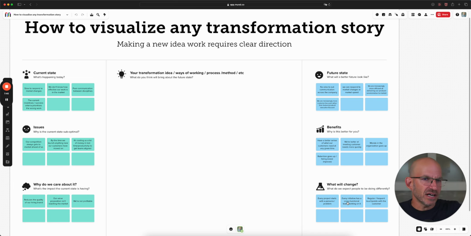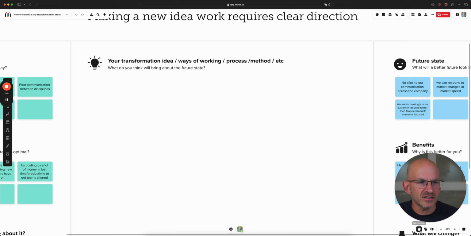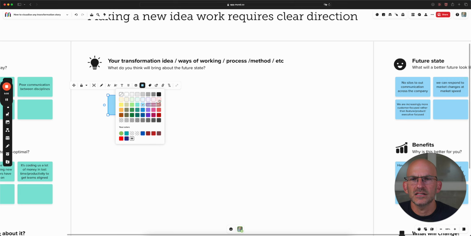Now, what's interesting is we've got that arc. And so in the middle, the part that we've sort of left out as part of this conversation is where your transformation idea goes. As we're starting to paint this story or this story arc, this is where these ideas go, right? Anything that you want to implement to improve from the current state to the future state. So for example, and let's just make this a different color just for funsies. That's a good color right there.